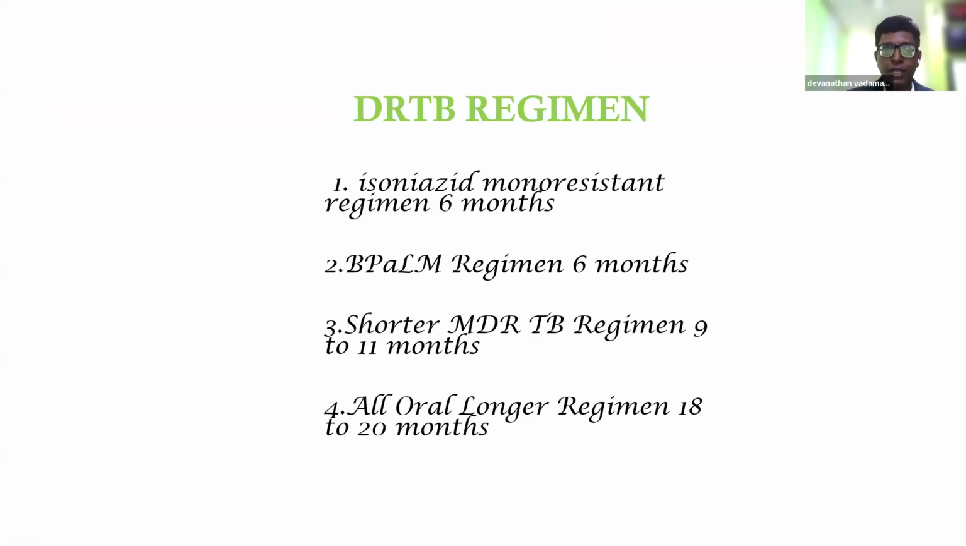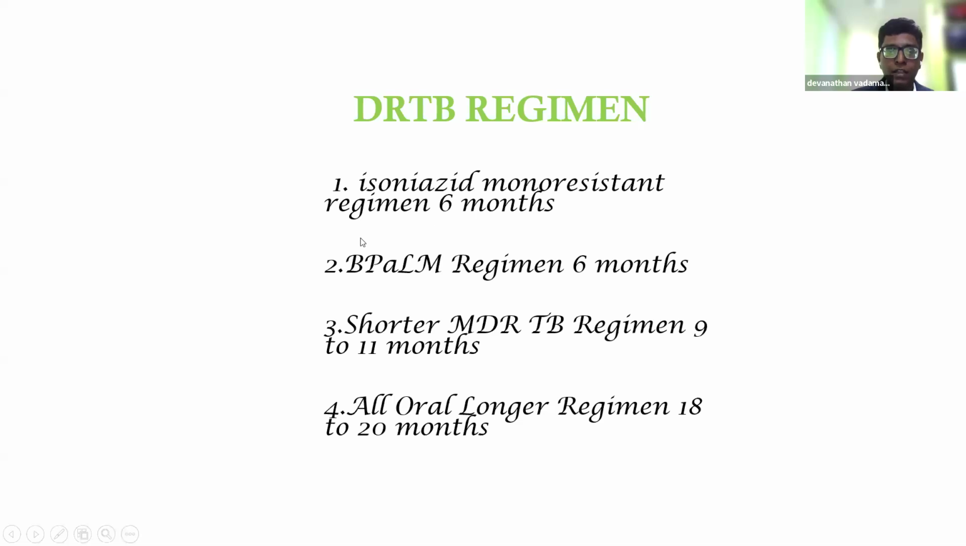So the standard regimen, we have 4 standard drug resistant regimens. One is isoniazid monoresistant. That is, isoniazid is resistant. We replace isoniazid with levofloxacin, and we continue the other 3 first line drugs such as rifampicin, ethambutol, and pyrazinamide, and we give it for a 6 months duration.